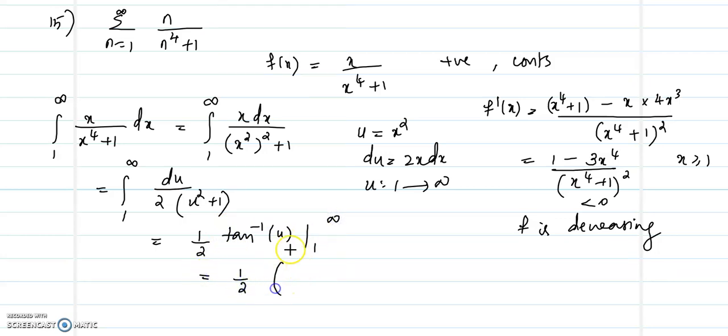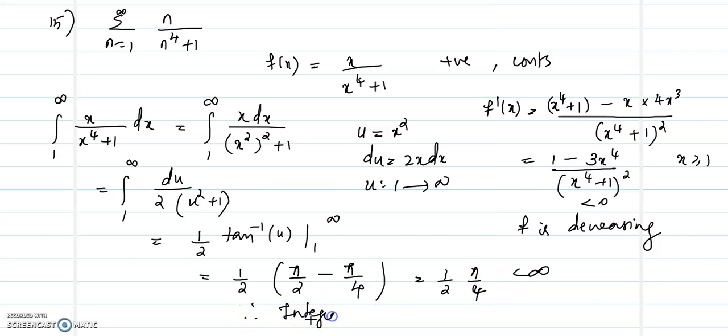So that will become 1 by 2. Now tan inverse of infinity will be pi by 2, and tan inverse of 1 will be pi by 4. So we will get 1 by 2 times pi by 4, which is a finite quantity. So therefore the integral converges. So by the integral test the series also converges.